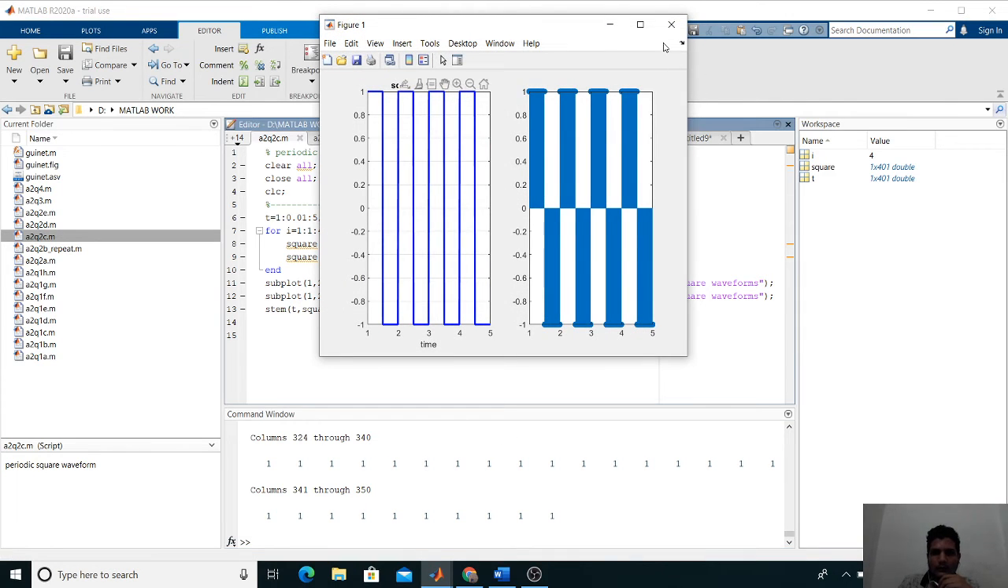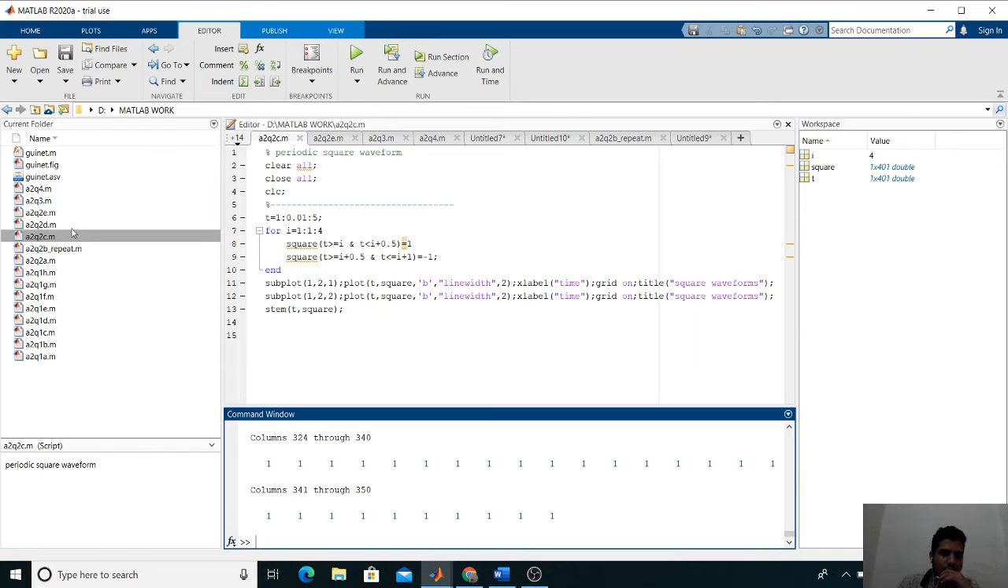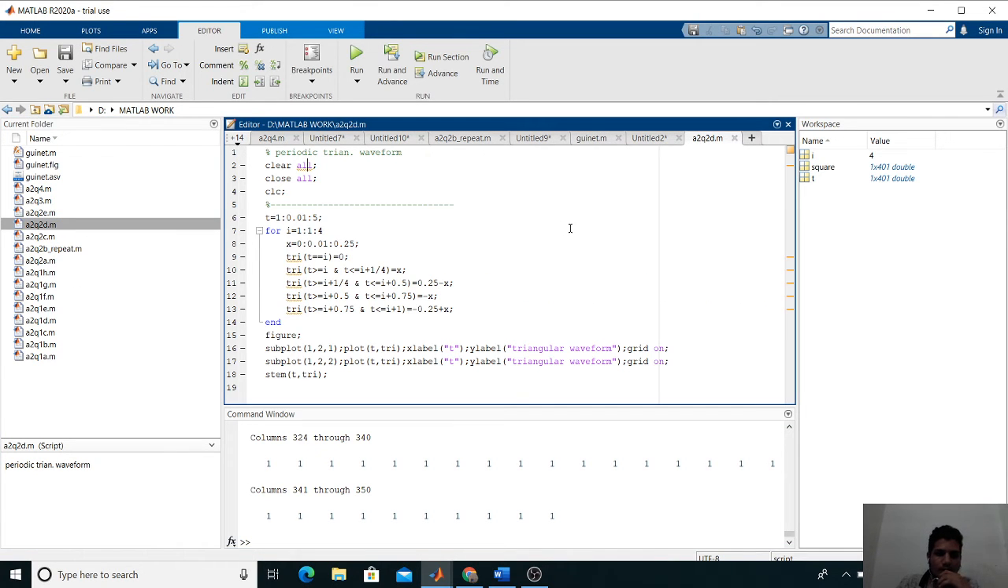Okay, and same, I have not done stepping properly for discrete functions, so it's looking like this. And move to D part. D part is simply the periodic triangular waveform. So periodic triangular waveform, it is similar to that.